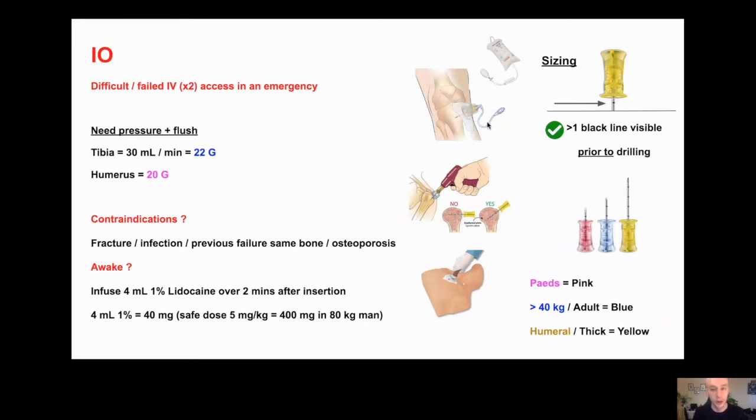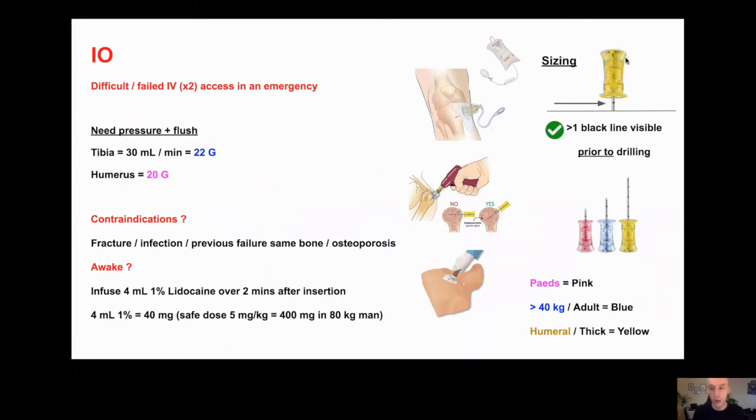Okay, I'm not going to go over how to put in an IO. You guys can see that on the Easy IO app. Same for the humerus. There's a specific way of adducting and internally rotating and then feeling up the arm. You do that so that you don't hit the biceps tendon here, and you go in at 45 degrees so that you don't hit the growth plate. If you want to know about how to put it in, just get the Easy IO app.